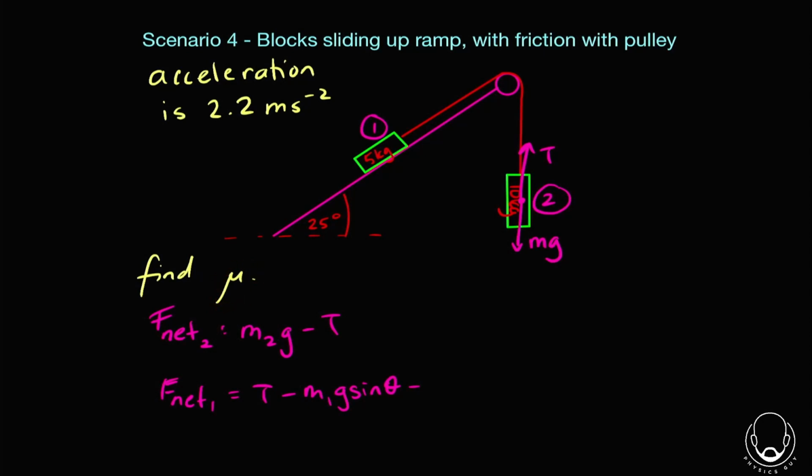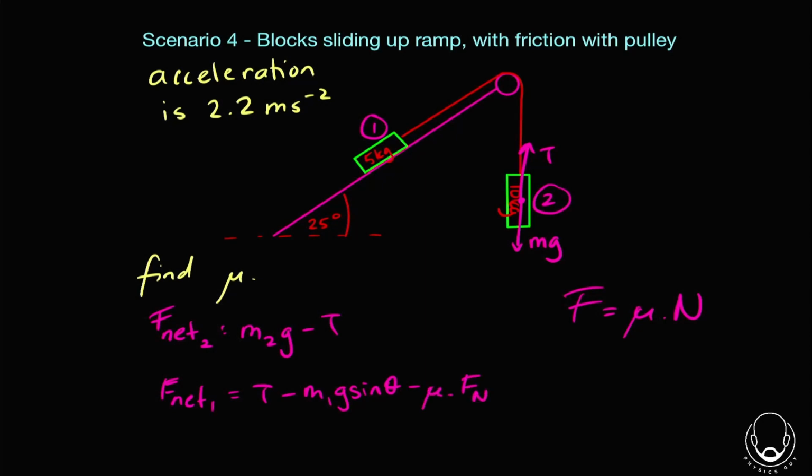Well, then we better put in the expression for friction in terms of the coefficient of friction. Remember, friction is equal to mu times the normal force. All right, so let's chuck that in. So we're going to have minus mu times the normal force.